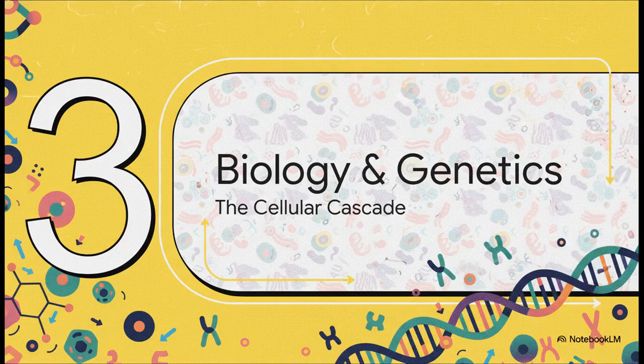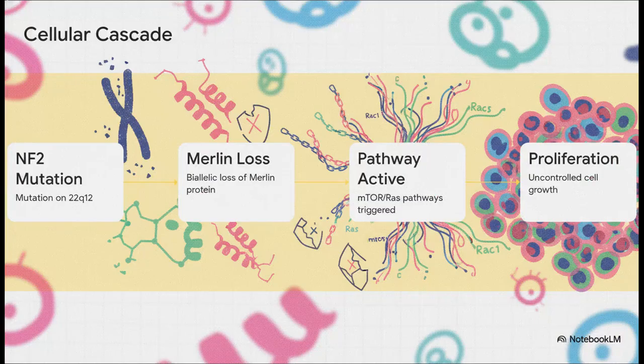All right, let's zoom in even closer. Section 3, Molecular Biology and Genetics. This is the cellular cascade. Whether you're dealing with a germline mutation plus a loss of heterozygosity in NF2 patients or a 2-hit somatic mutation in sporadic cases, the final common pathway is identical. A mutation on the NF2 gene on chromosome 22q12 leads to the biallelic loss of the merlin protein. And without merlin, the molecular brakes completely fail. The RAC1, RAS, and mTOR signaling pathways are unleashed, triggering rapid, uncontrolled Schwann-cell proliferation. It's basically an unstoppable chain reaction.